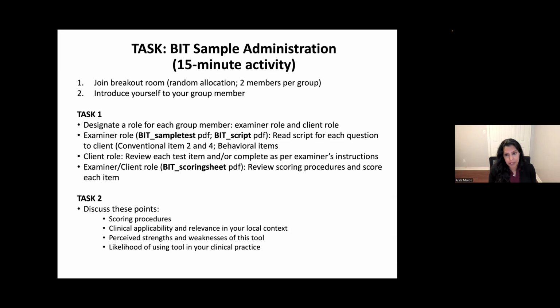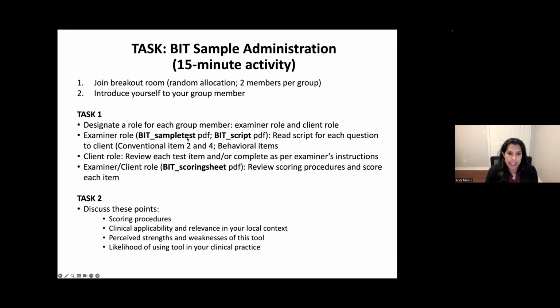So there should be an examiner and a client. The examiner will be accessing two documents on the shared folder, the BIT sample test and then the script. So the examiner will have the script, exactly the instructions to provide to the client.